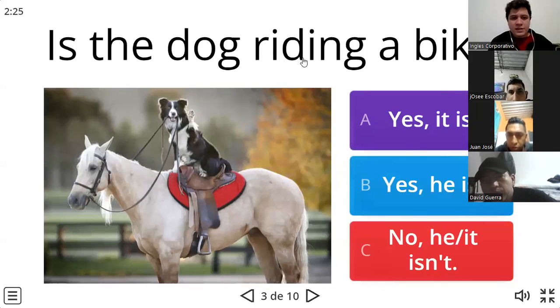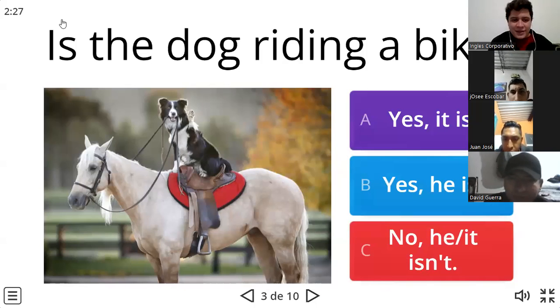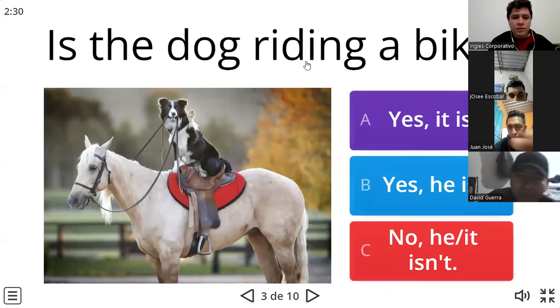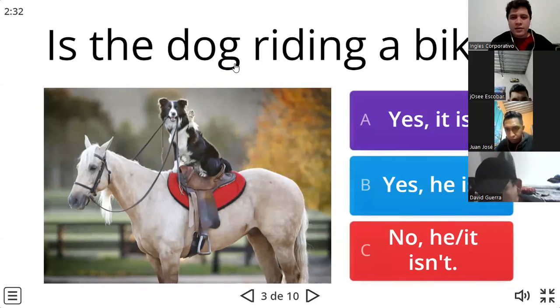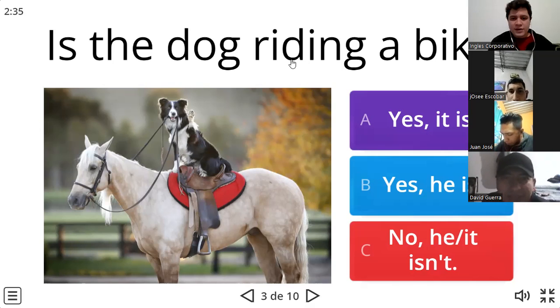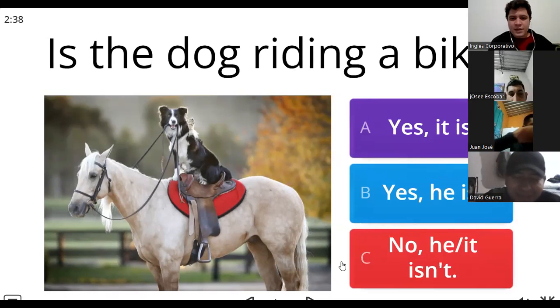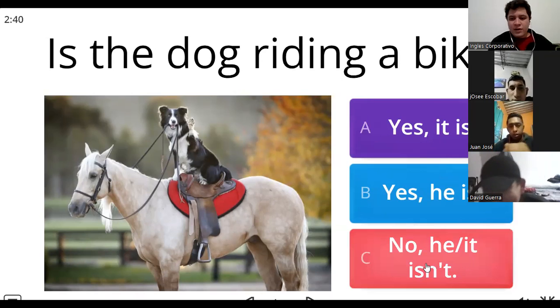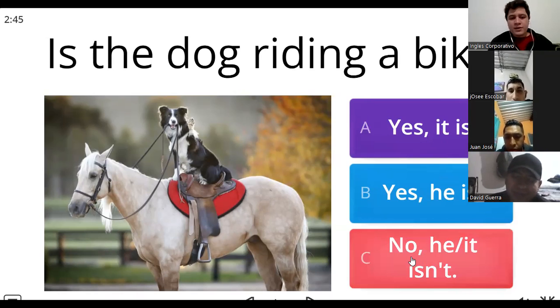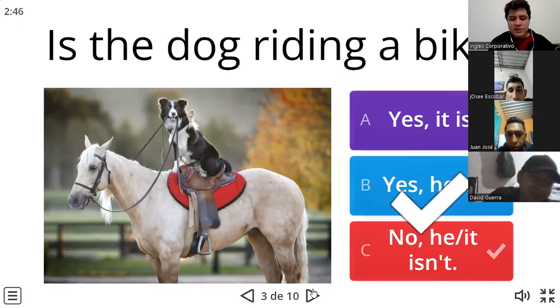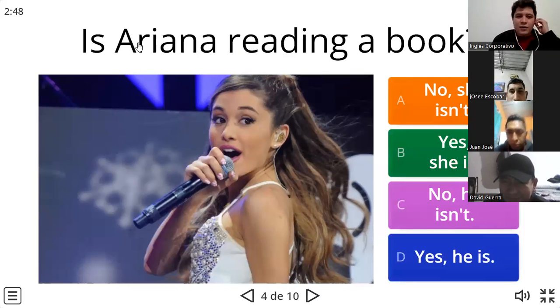Now let's see this one, guys. Is the dog riding a bike? Okay. Recordemos. Is, right? The dog, it, right? Riding a bike. ¿Está el perro conduciendo una bicicleta? Yes or not? Okay. So, no, right? No, he or it isn't, right? A los perros les podemos decir no, ocupando he or it, right? It. So in this case is letter C. Perfect, guys. Nice.